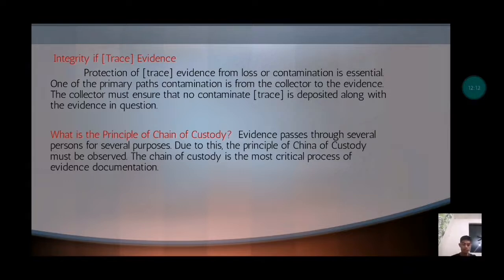So what is the principle of chain of custody? Evidence passes through several persons for several purposes. Due to this, the principle of chain of custody must be observed. The chain of custody is the most critical process of evidence documentation. It is a must to assure the court of law that the evidence is authentic, that it is the same evidence found at the crime scene, and that it was at all times in the custody of the person designated to handle it.